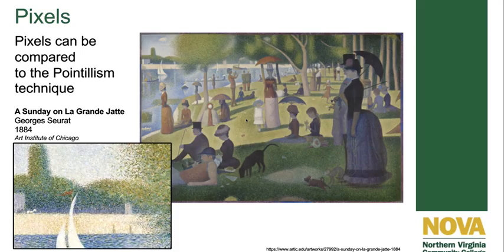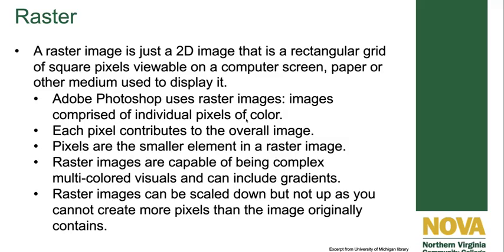But when you zoom out and you look at the image as a whole on the right, now you're seeing the form created in the sense of the trees and the barge at the back and the water. So that's just another way of thinking pixels can be compared to that pointillism technique. This leads us to a discussion of raster versus vector imagery.